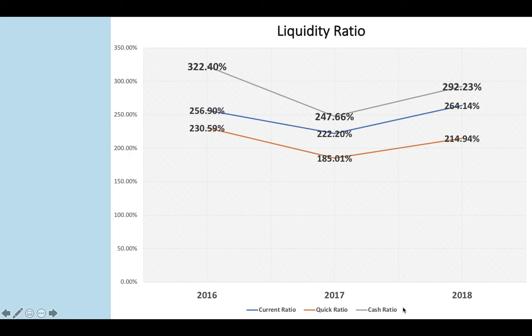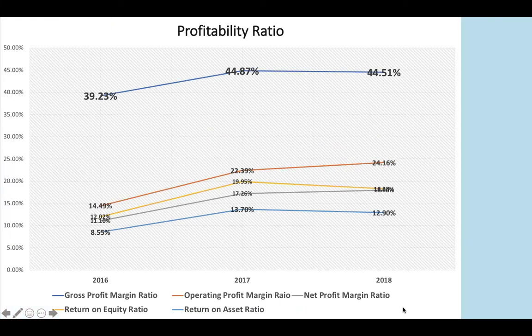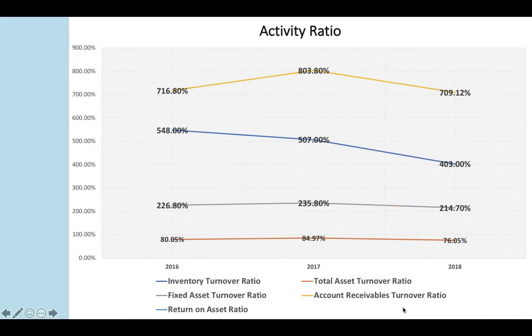And profitability ratio, as in the name, we are going to use it to measure the company's performance in generating profit and return. And the third one, the activity ratio, will measure the company's ability to convert different accounts within its balance sheet into cash or sales. Let's go back to the first one.